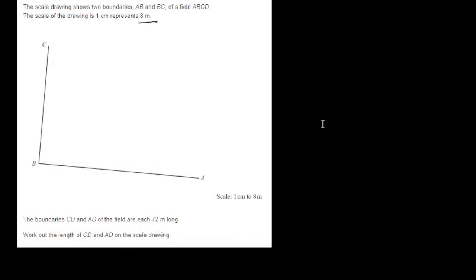The scale drawing shows two boundaries AB and BC of the field ABCD. The scale of the drawing is 1 centimeter representing 8 meter. The boundaries CD and AD of the field are each 72 meter long. As each is 72 meter long, and 8 meter represents 1 centimeter, you divide 72 by 8. So you will get 9.